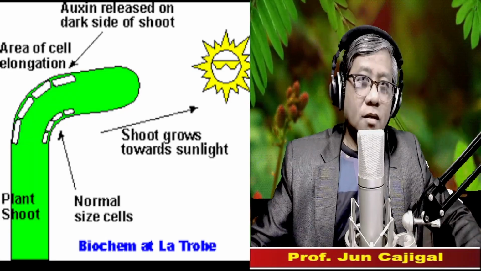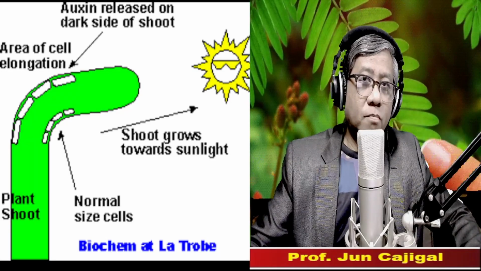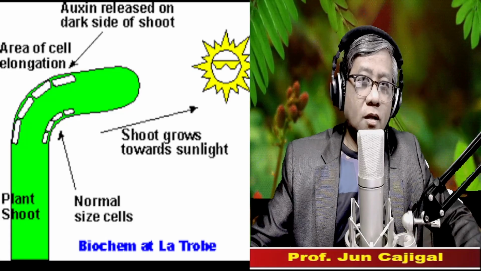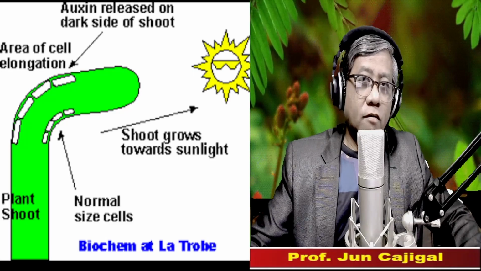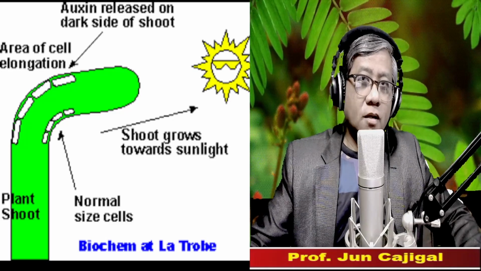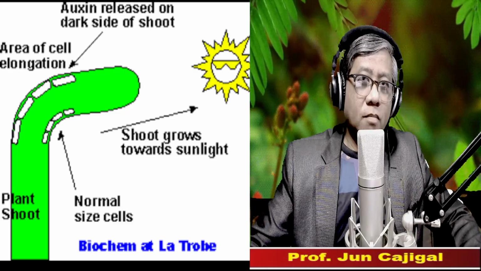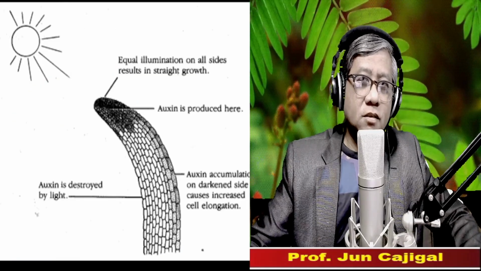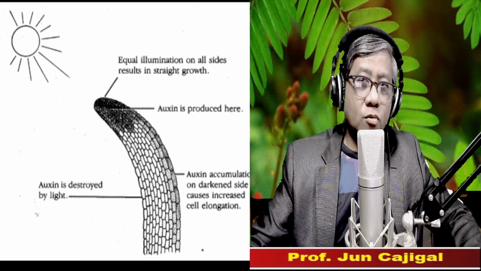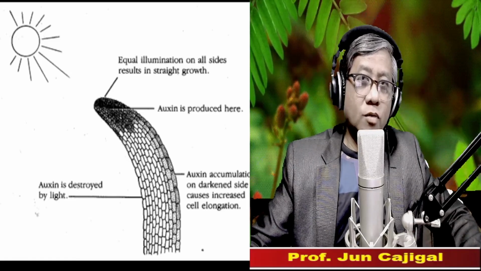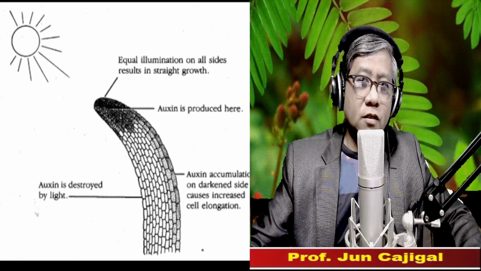Now this bending of the plant shoot or the plant organ towards the light is vital because this bending of the plant shoot towards the light will optimize photosynthesis. And again, auxin plays an important role in this bending towards the light, or phototropism.